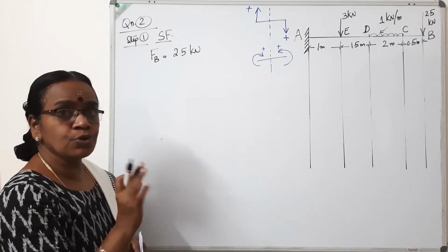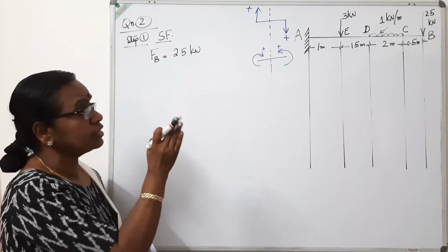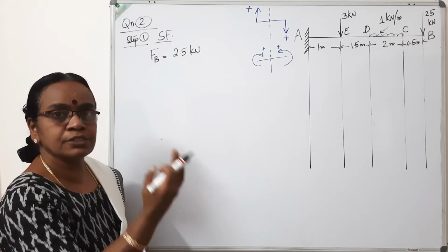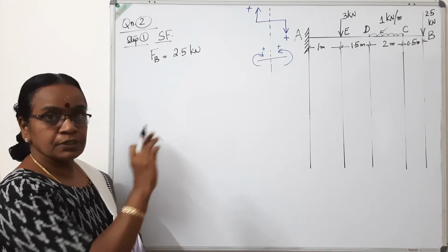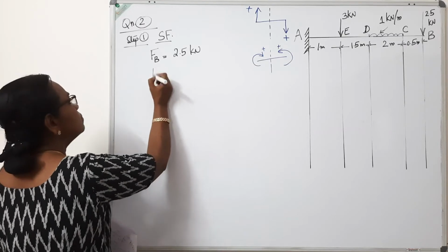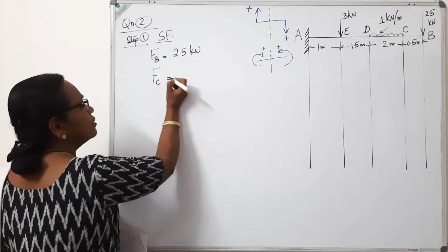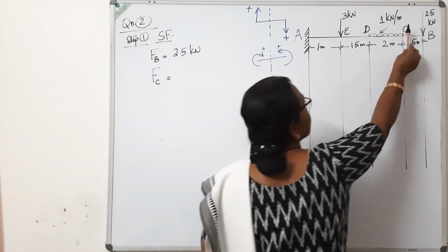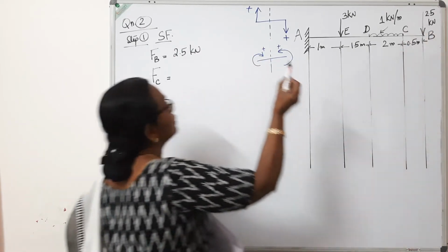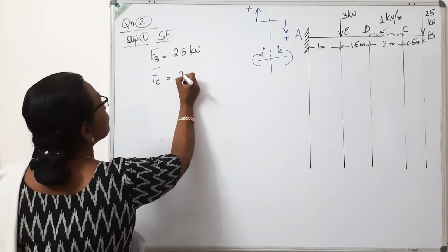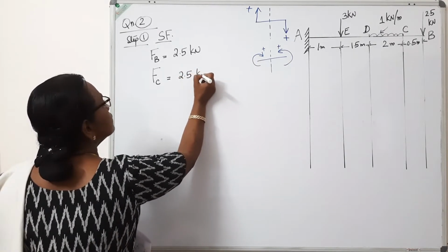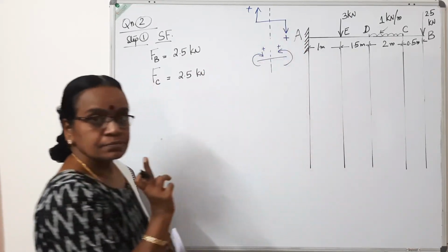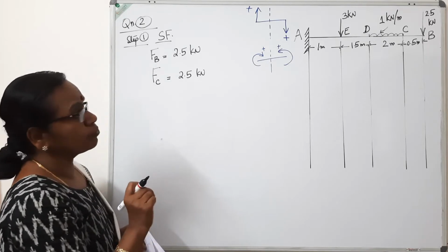Next, consider point C. At the point C, there is no point load. From C to D, it is only UDL. Only if there is a point load, you have to consider just to the right and just to the left of it. So you can write here simply FC. Shear force at C is equal to, consider point C and right of it. Whatever the loads acting to the right of it, it is only 2.5. And the sign I have put positive because downward load is positive. So at the point C, it is 2.5.